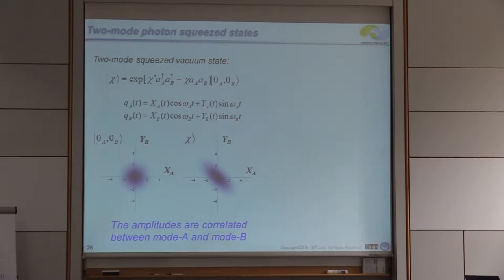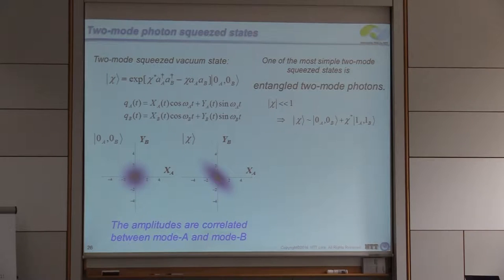So what we demonstrated is the two-mode phonon thermal noise squeezing. So this is the case for the photon squeezing states. So this is the squeezing operators, and you can generate the squeezed states by applying these operators. And the point is that if you decompose these two variables into the cosine and the sine components, you have cross correlations between the cosine component of the photon A and the sine component of the photon B, and vice versa. And this is a correlation profile.